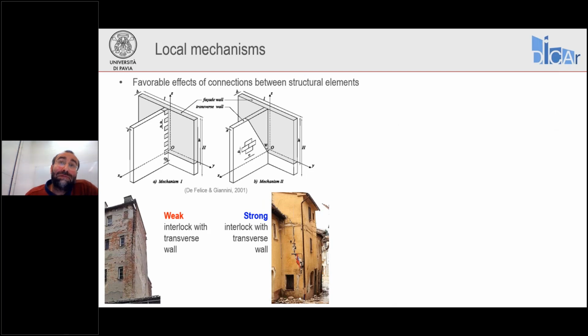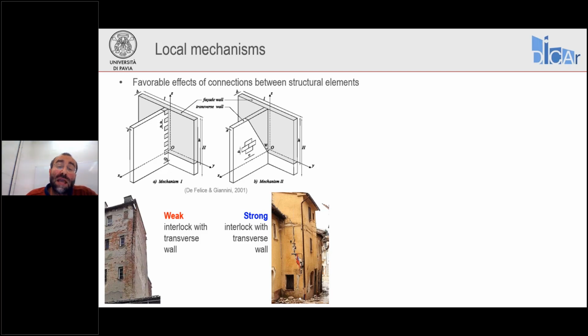Instead, we can find favorable conditions when we have good interlocking between intersecting walls. You see here on the left-hand side, we have a case of weak interlock between the perpendicular walls. And in this case, as shown in the photo, you can see that one of these walls is detaching from the rest of the building in an overturning mechanism.